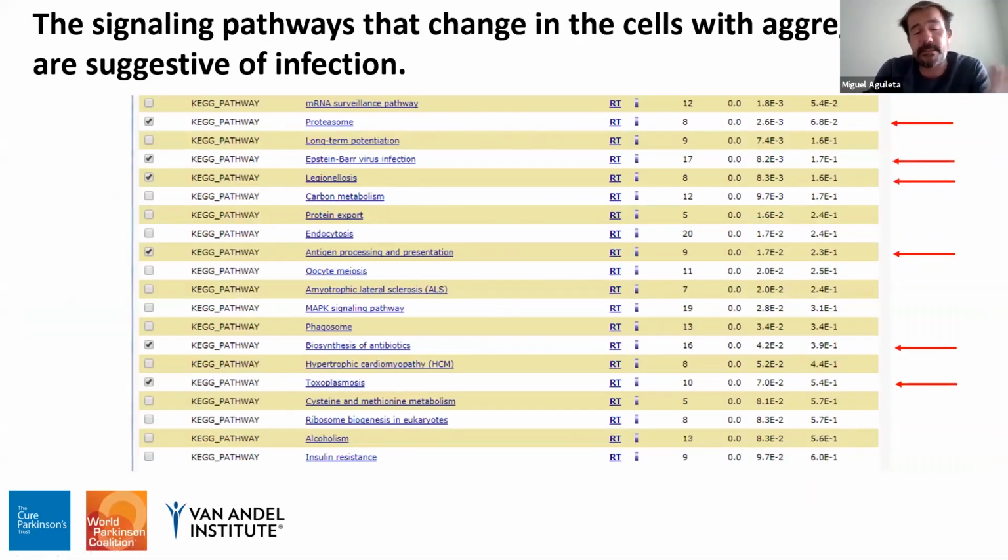Having seen that I can separate these populations, I did label-free proteomics. I got around 600 genes that were expressed differentially, and when I clustered them and asked in which pathways they were involved, I saw that some of them were involved in degradation, so the proteasome, or viral infection, or parasitic infection, or antigen presentation, etc.